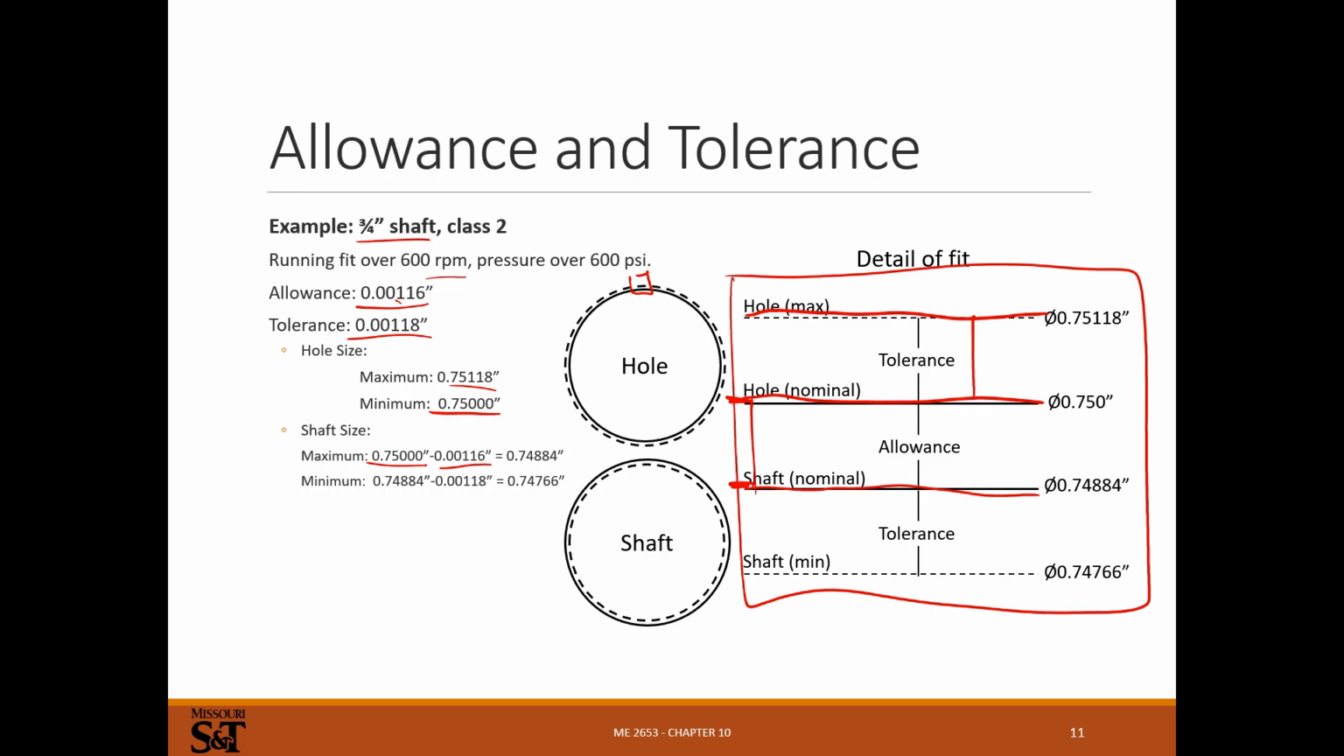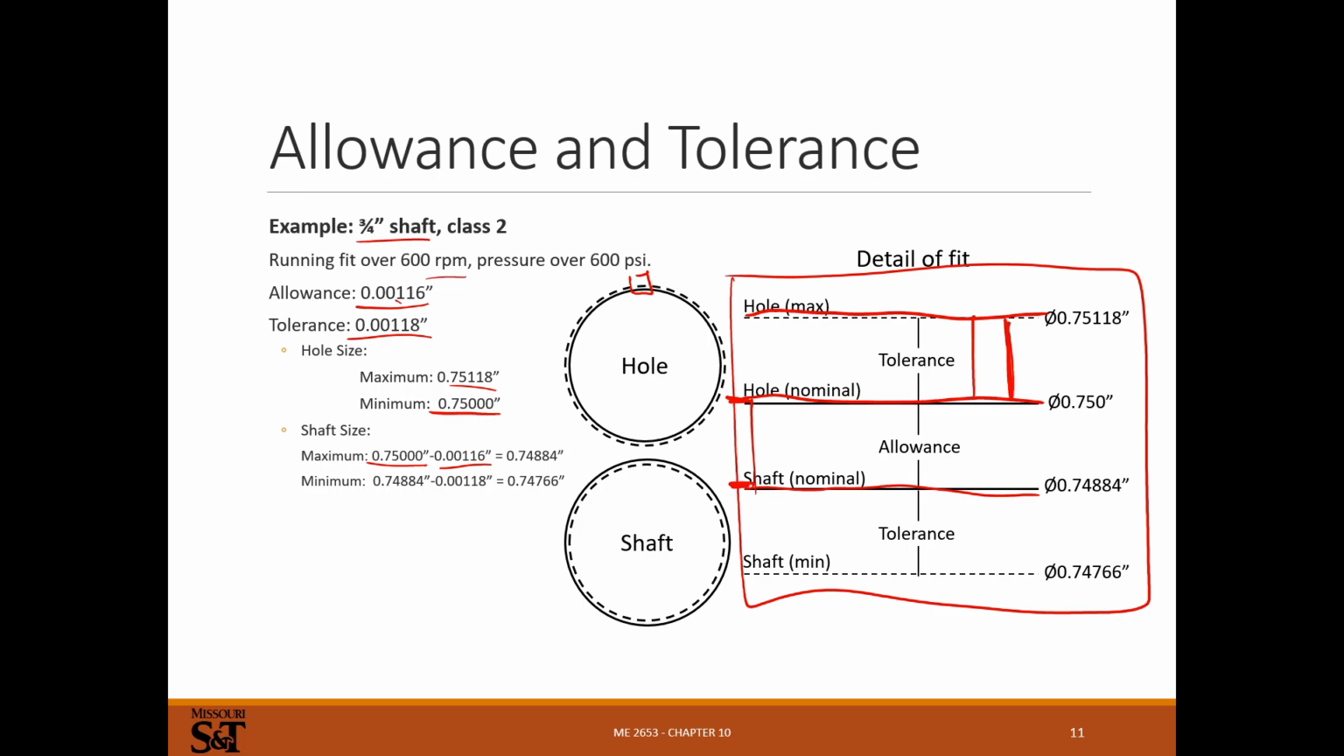Again, we can't build these things exactly to the tolerance, so we say it's going to be an acceptable hole if it varies from 0.75 to 0.7118. And obviously the gap between these is going to increase. It's going to over double in size because the tolerance is higher than the allowance.